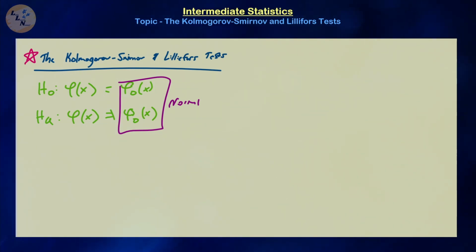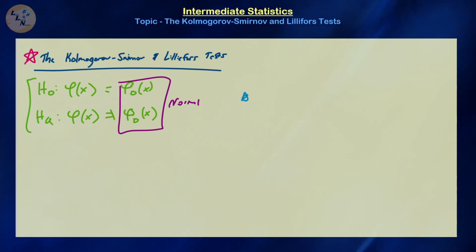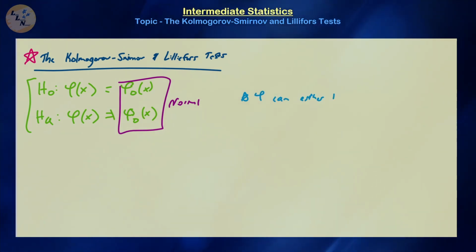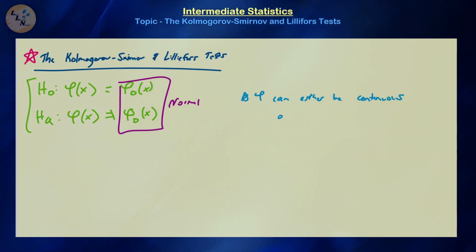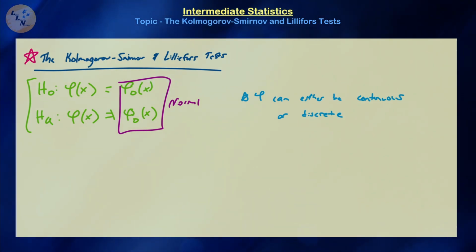But technically you can use the Kolmogorov-Smirnov test for any population for which you're interested in sampling, such as a log normal or an exponential or something like that. So just a couple notes here just in case you're curious. Phi can either be continuous or it can be a discrete distribution, for example, like a Poisson or a binomial or something like that.